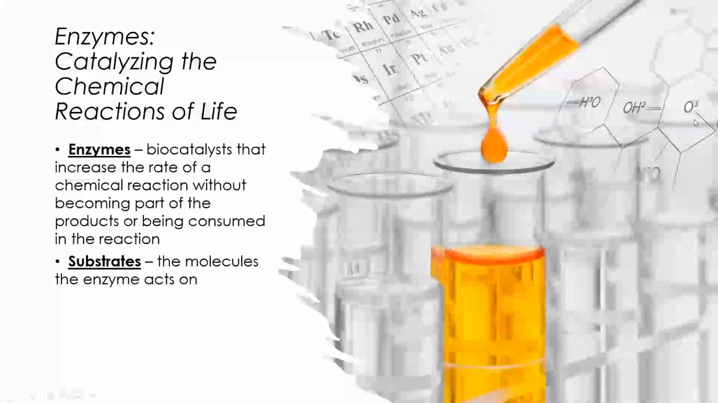Now, these reactions are possible on their own, but they're very slow. And to catalyze or expedite the processes, we need enzymes. Enzymes are biocatalysts that increase the rate of a chemical reaction. They're not going to be a part of the reaction in that they're not products, they're not consumed by the reaction, but they can speed things up. Substrates are the molecules that enzymes act on that are actually a part of the reaction.